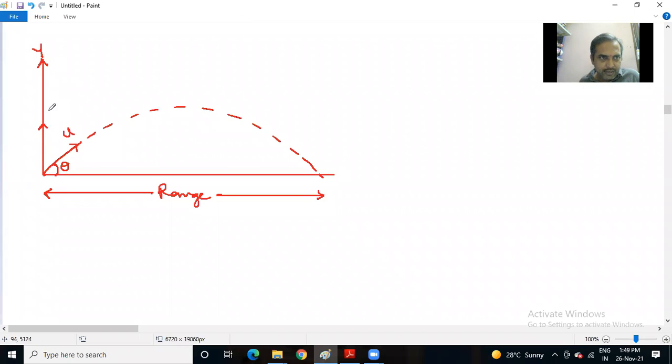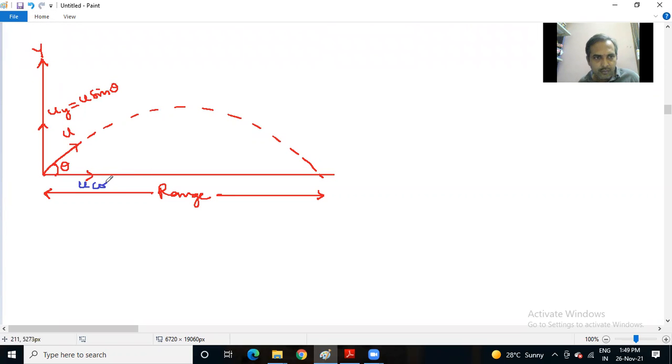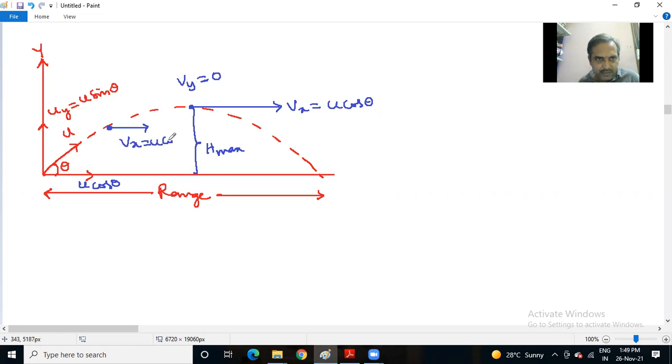So initial velocity has two components. One is u sin theta, the other one is u cos theta. When it reaches maximum height, the vertical component of velocity is 0. The horizontal component will continue as u cos theta. Next, this is the point of maximum height. Now, when it is at point P, this is once again Vx equal to u cos theta. So Vy will be upwards.